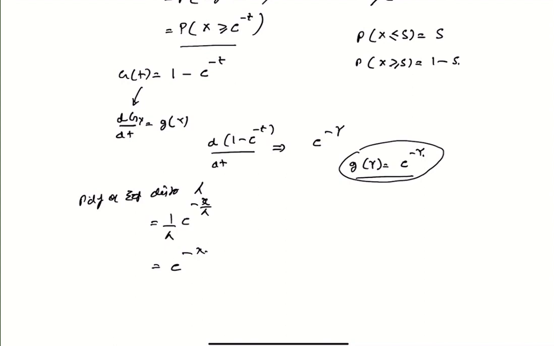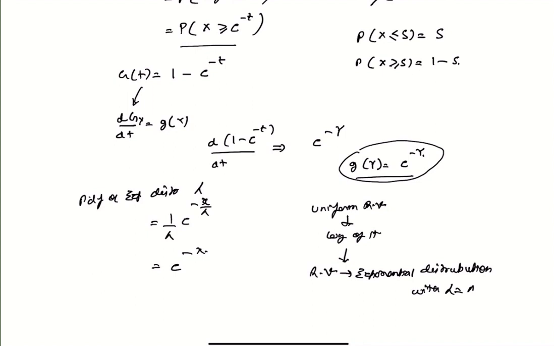So we are starting with a uniform random variable. We take a log of it. Now what you get is another random variable, but it has an exponential distribution with lambda of 1. So a uniform random variable, after taking the negative logarithm, becomes an exponential distribution with a lambda of 1.